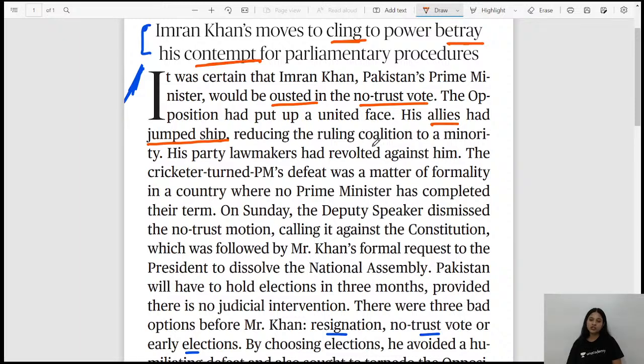Reducing the ruling coalition to a coalition again is a political word. It actually means जब एक पॉलिटिकल पार्टी को मेजोरिटी नहीं मिलती है तो बहुत सारी दूसरी पॉलिटिकल पार्टी, छोटी छोटी या 3-4 पॉलिटिकल पार्टी साथ में मिलकर एक ग्रुप बनाती हैं और वो साथ में देश को चलाती हैं. तो जब तक वो साथ हैं तब तक उनके पास मेजोरिटी है.